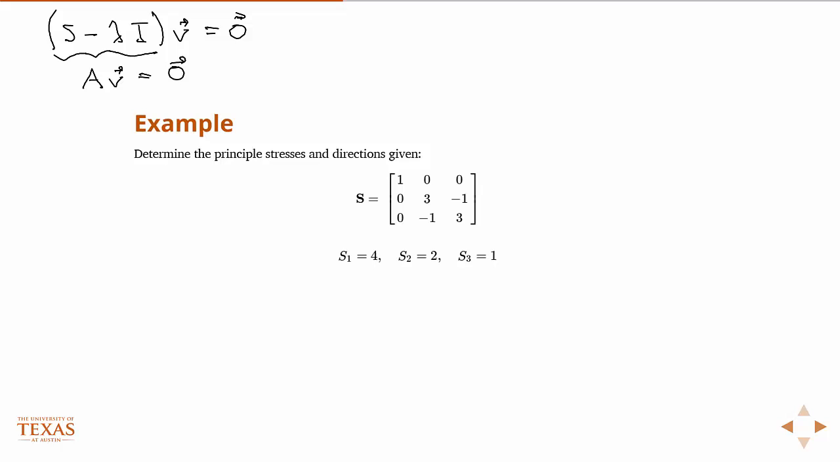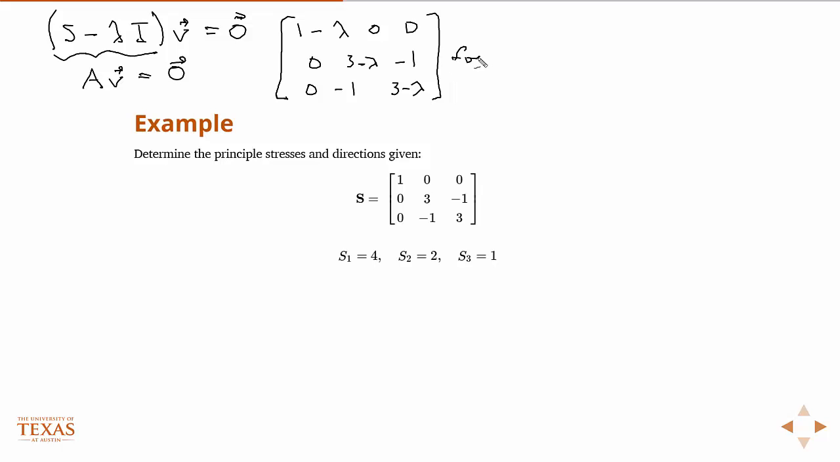So we know how to solve this using our row operations. Last time we worked through a problem like this, it was AX equal to B, and B had values, but now the values are just 0, and we use the row operations to solve for it. So that's what we're going to do. This matrix, what I've written A here, is 1 minus lambda, 0, 0, 0, 3 minus lambda, minus 1, 0, minus 1, 3 minus lambda.